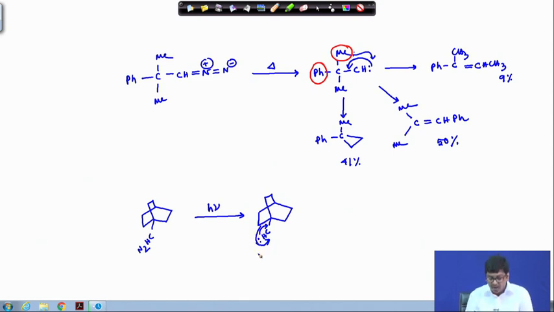Okay. So, once this migration happens, then the expansion of the ring will happen. Here it is a 6 member ring. Once this rearrangement happens, then we can make it more clear or more visible here in this way.